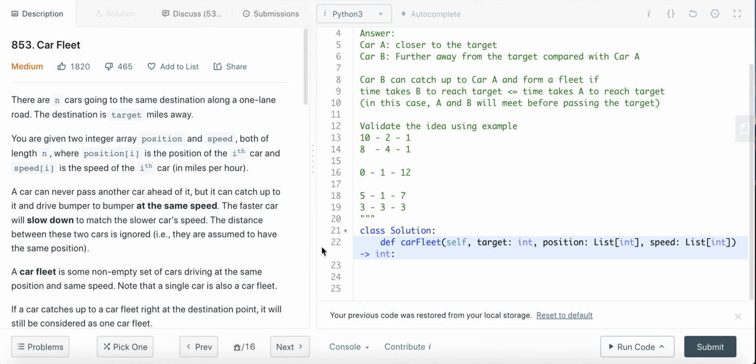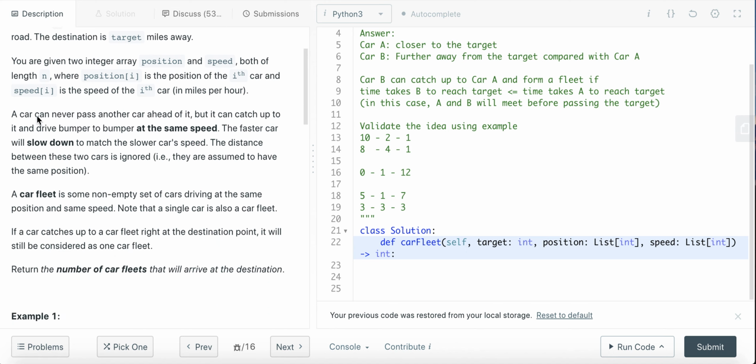Today I'm solving Leetcode question 853, Car Fleet. There are n cars going to the same destination along a one-lane road. The destination is target miles away. You are given two integer arrays, position and speed, both of length n, where position[i] is the position of the ith car and speed[i] is the speed of the ith car.